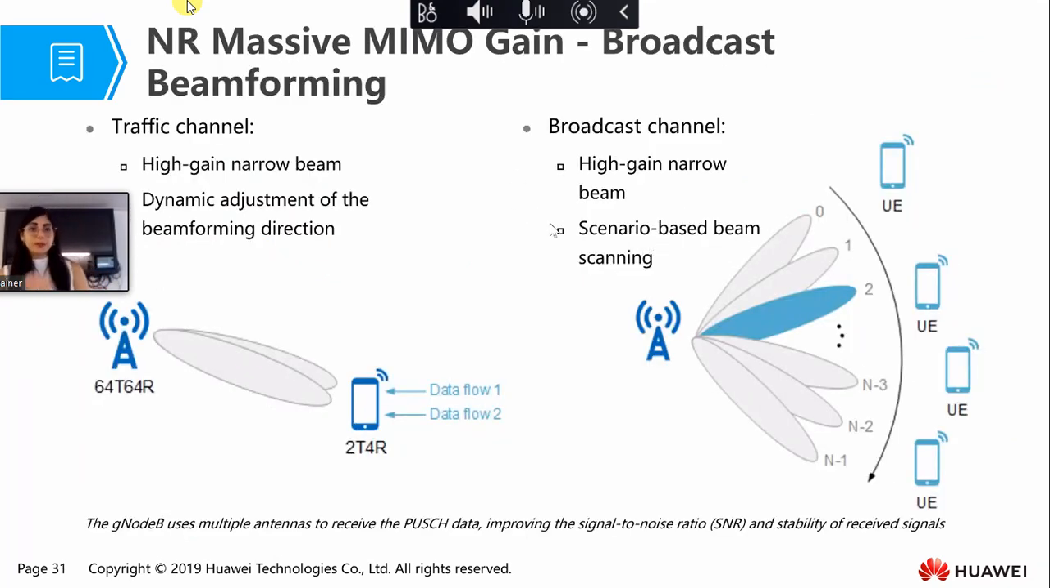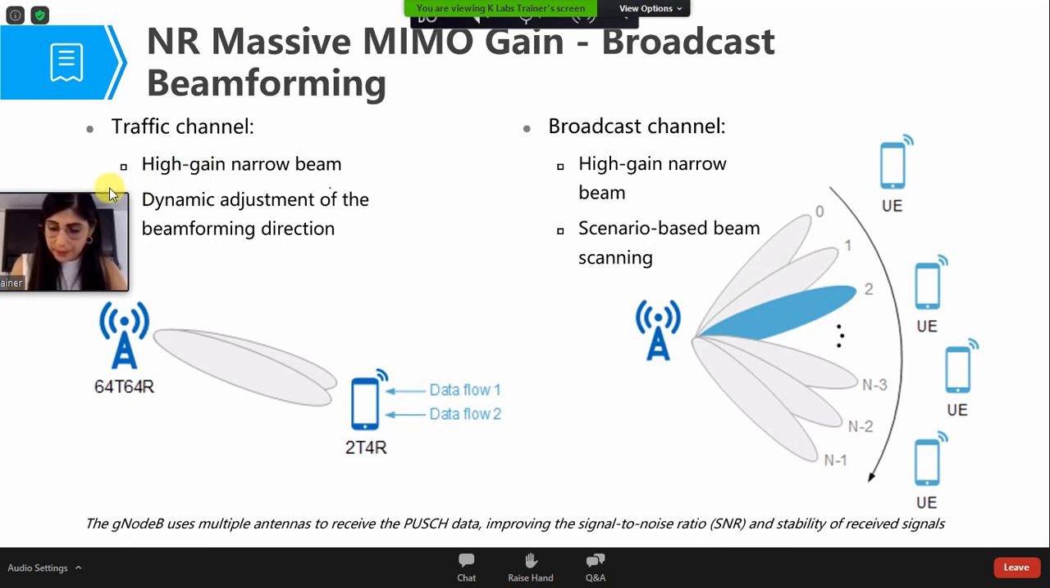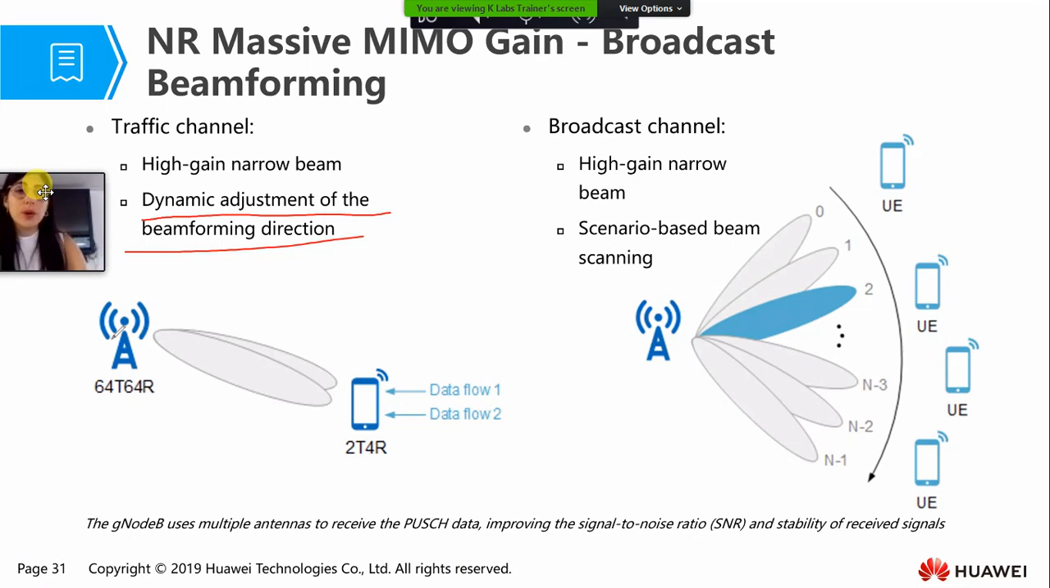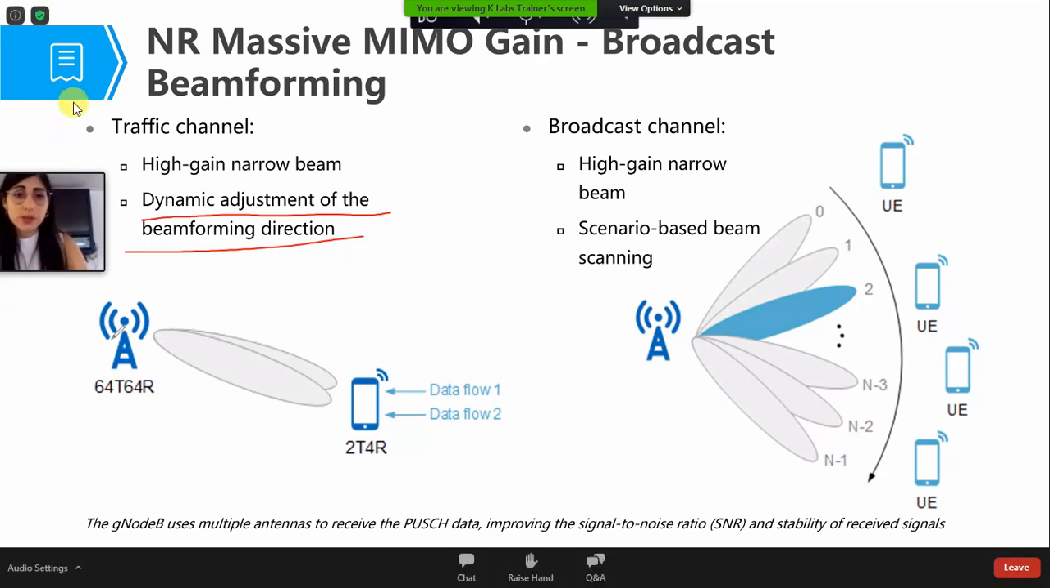So here we have the concept of massive MIMO: how we can use massive MIMO in our traffic channel and in our broadcast channel. For traffic channel, we have high gain narrow beam. So we said we have a narrower beam that is given by the higher number of antenna elements, and we can dynamically adjust the direction of our beam. We can direct our beam toward our user equipment.